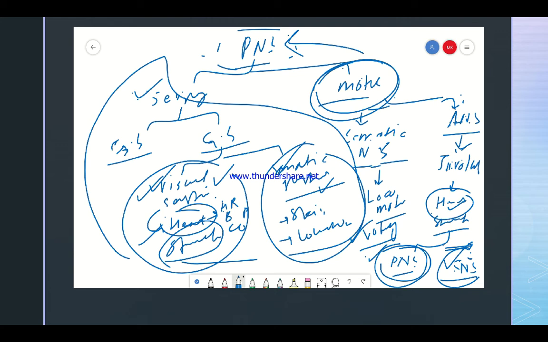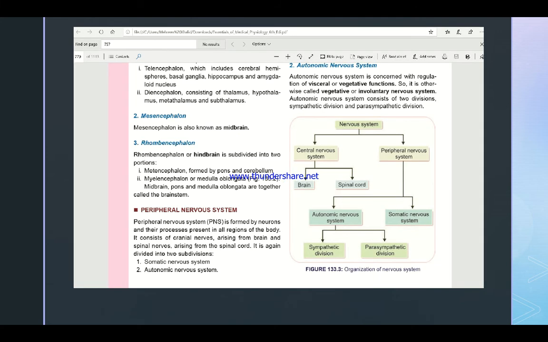So that was all about the division of nervous system. If we go back to your book, it says here we have nervous system, central nervous system and peripheral nervous system. Central nervous system we divided into two, brain and spinal cord, and peripheral nervous system we divided into what? Autonomic nervous system and somatic nervous system.